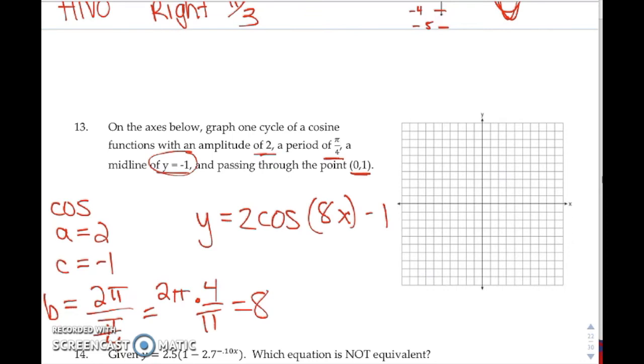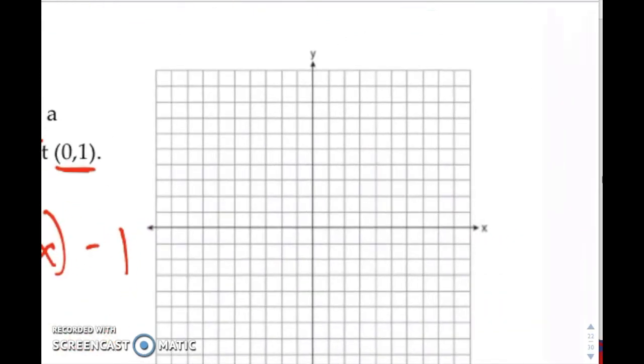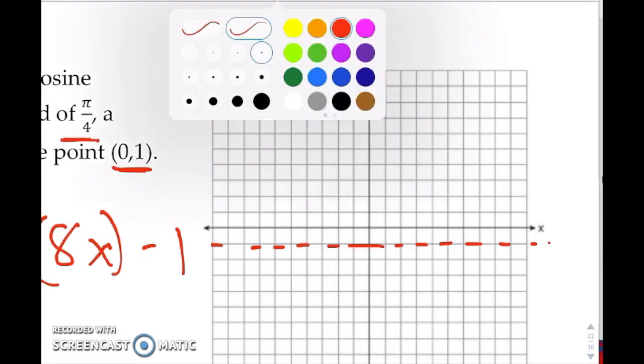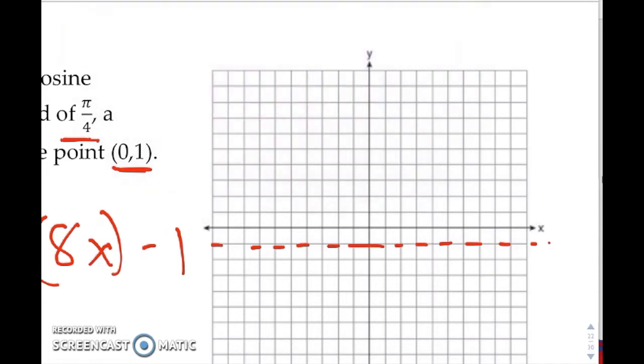Now from there, you could put it in your calculator to look at it, but let's actually graph this. I know that my midline is at -1, right? So that's my middle. And from there, I'm just going to assume that this has a scale of 1. Now, what about the scale on the x-axis? This tends to be what people goof on.